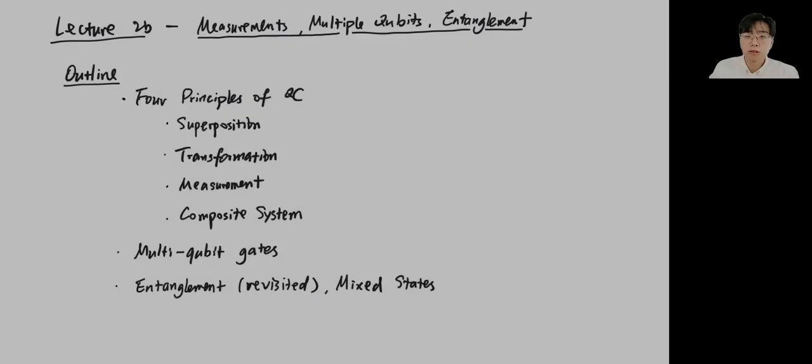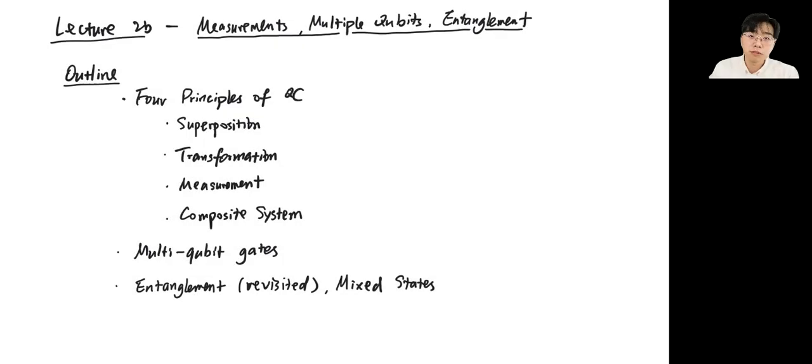Hello, welcome back to Lecture 2b of Quantum Computer Systems. In previous lectures, we talked about the first two of the four principles of quantum computation. We used the superposition rule to describe the state of a qubit, and we defined the transformations on a qubit by unitary quantum gates.